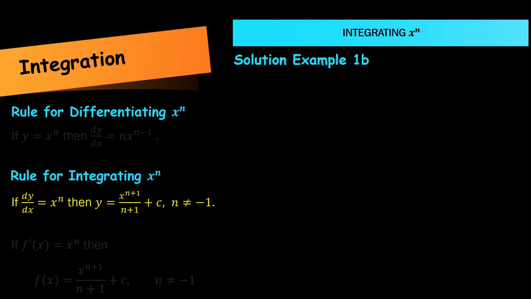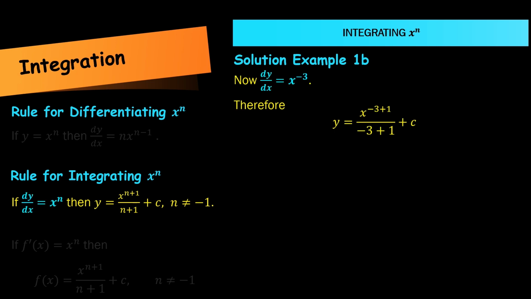Now let's solve part b. Again, we add 1 to the power and then divide by the new power. So here's n equals minus 3. So our new power is minus 3 plus 1. And this tidies up to x to the minus 2 divided by minus 2 plus c, which is of course equal to minus a half times x to the minus 2 plus c.